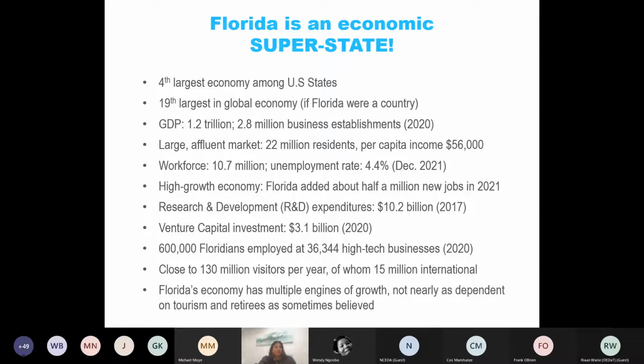A GDP of over $1 trillion, a large affluent market, with just 22 million residents. And like I said, over 130 million visitors per year to the state. Florida has a blend of traditional and high-tech industries, which I'll touch on just now. So it's not just about tourism, leisure, entertainment, and hospitality; there is so much more to offer in terms of business. Next slide, please.